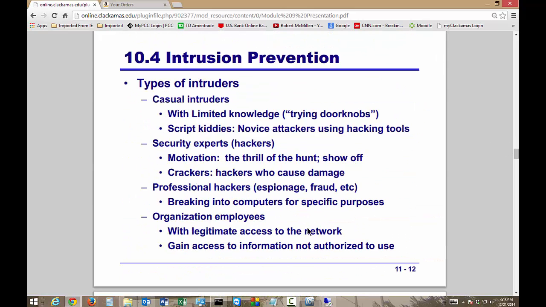So, types of different intruders. You've got the casual intruder, with limited knowledge. This might be somebody on the inside of your network that works there and has a little bit of knowledge, or it could be on the outside as well. Then you have security experts. Their motivation may be the thrill of trying to get through. Crackers are hackers who actually cause damage, so they don't just get through, but they actually cause damage once they're in. Professional hackers are breaking into computers for specific purposes, usually money motivated. They're trying to steal something they can sell or steal money itself.